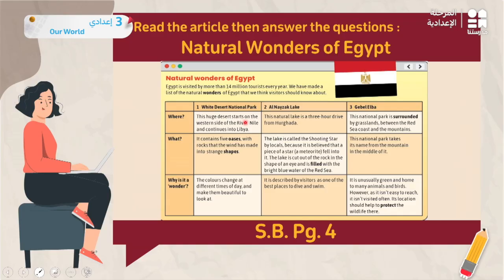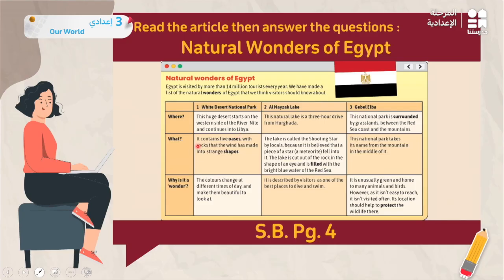طيب هي عبارة عن ايه الوايت Desert National Park؟ It contains 5 oases. Oases is the plural of oasis. نلاحظ ان حتى كتابتها مختلفة عن oasis اللي هي واحة، فالبلورال بتاعها او جمع oases وبتتكتب بطريقة مختلفة وكمان بتتنطق شوية مختلفة. With rocks يعني هي بتتكون من 5 واحات فيها أحجار that the wind has made into strange shapes. الرياح خلتها شكلها مختلف، خلتها في أشكال غريبة.